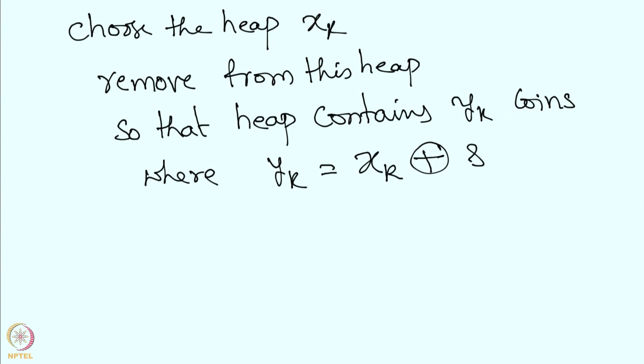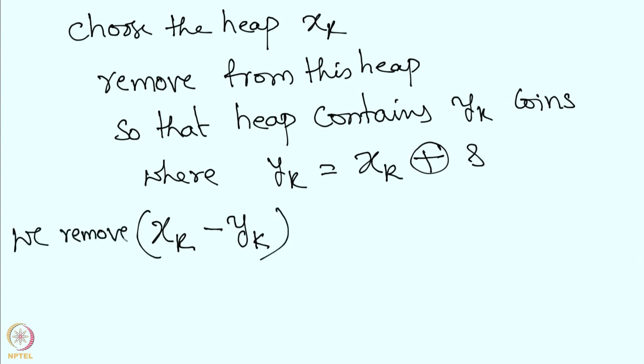So, we are removing basically xk minus yk. Remember xk also has a significant bit in the dth position, and s also has this, and yk may be 0. But xk minus yk, we are removing, is certainly non-zero. So xk minus yk cannot be the same as 0. xk minus yk is certainly not equal to 0.